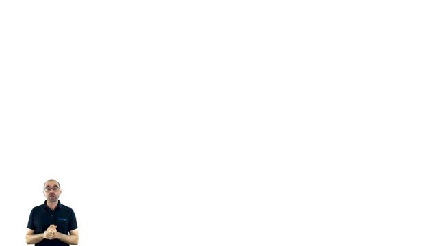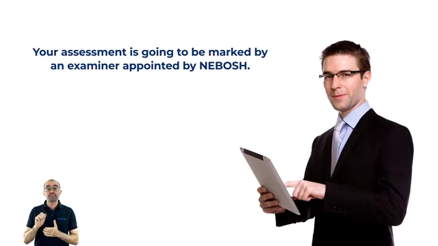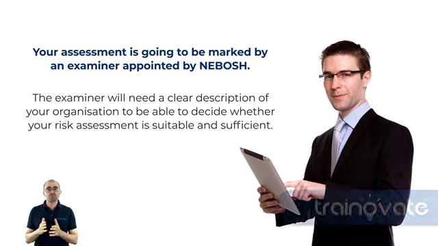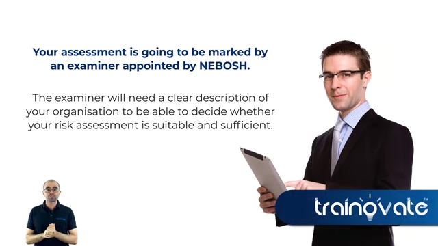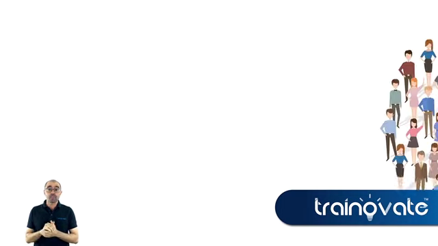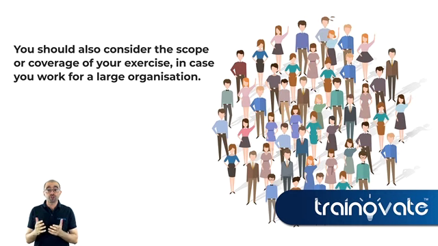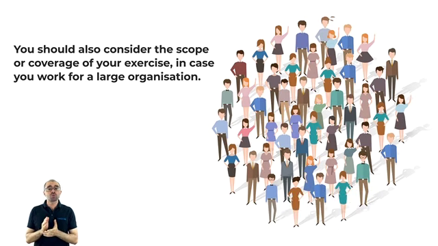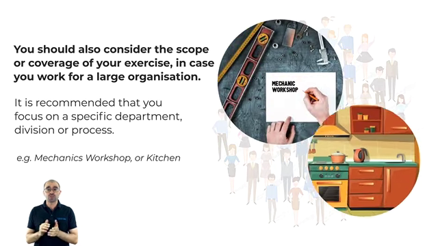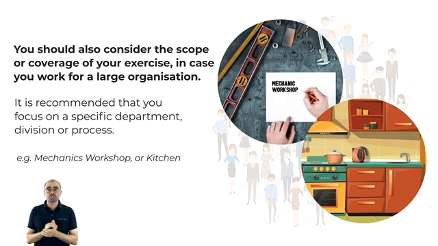Your assessment is going to be marked by an examiner appointed by NEBOSH. The examiner will need a clear description of your organization to be able to decide whether your risk assessment is suitable and sufficient. If you provide an unclear or an incomplete description, this could affect the marking of the risk assessment. You should also consider the scope or coverage of your exercise. In case you work for a large organization, it is recommended that you focus on a specific department, division, or process, for example, the mechanics workshop or the kitchen.